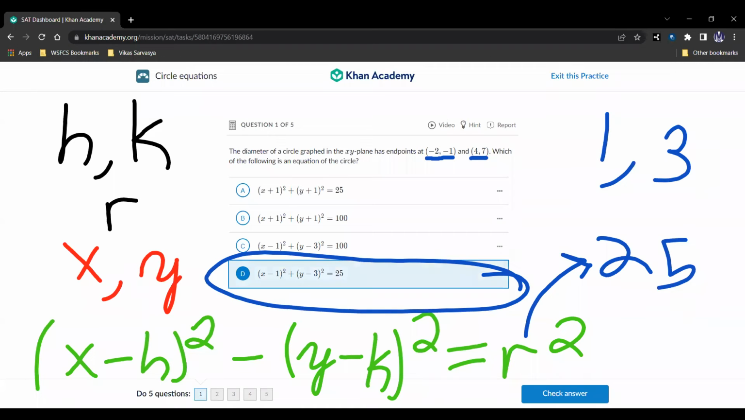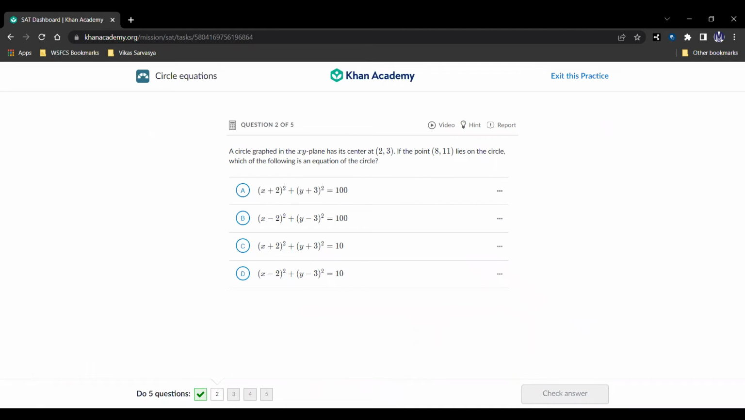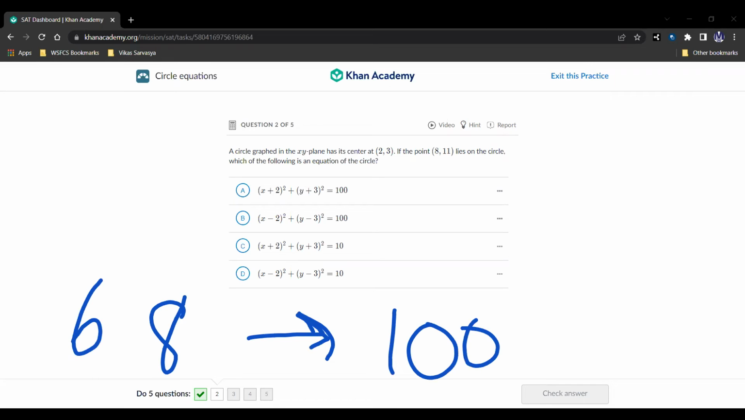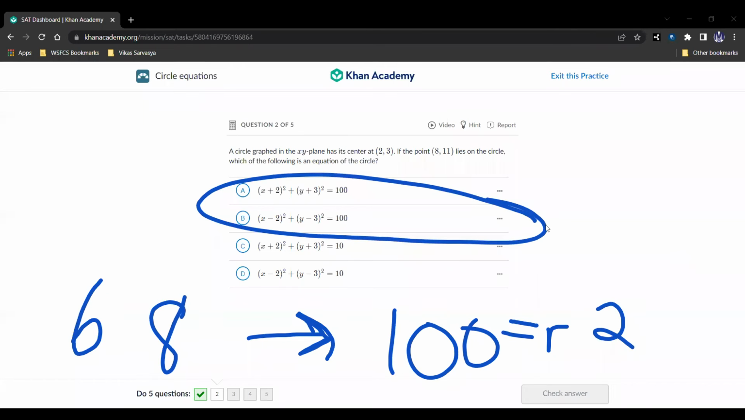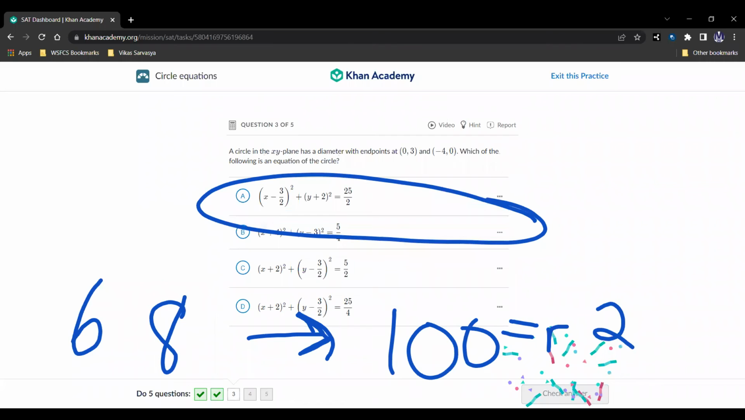The next question, thinking about what we've learned, and we're going to use this for all of these questions. So the center is at (2, 3). So we have (x - 2) squared plus (y - 3) squared, which is going to be B or C. The point (8, 11) lies on the circle, so that's going to be 6 and 8 away. 6 squared plus 8 squared is going to be 100, which is going to be the radius squared. We're not going for the radius, the radius squared. And that's choice B. And we can move on to the next question.